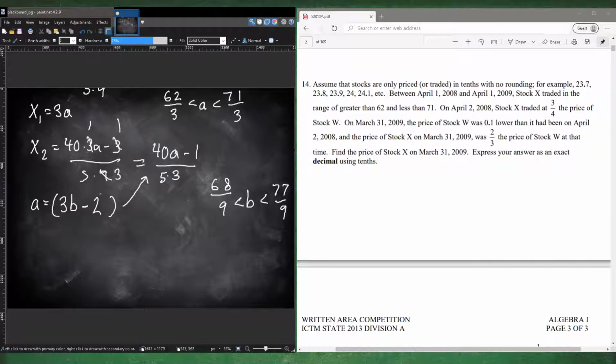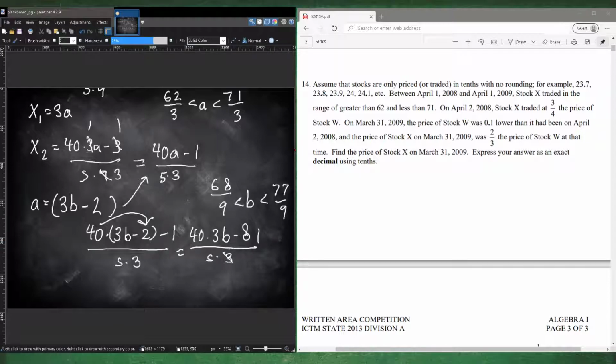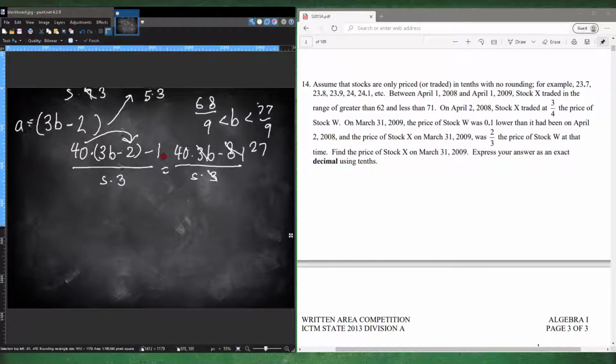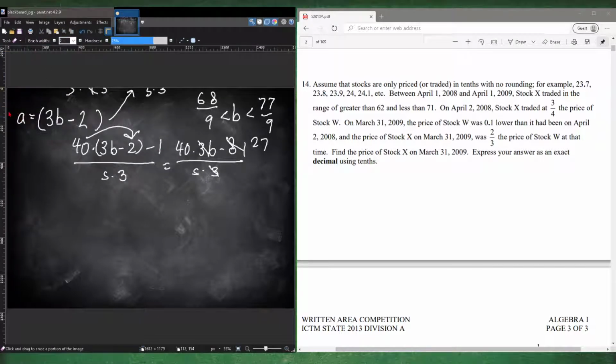So what we have here, we could plug it in. So that's 40 times 3b minus 2, minus 1, over 5 times 3. And that is also simplified as 40 times 3b minus, this is the 8, this makes 80, plus the 1 is minus 81, over 5 times 3. And we cancel out the 3 here, and this one becomes a 27. Okay, so now we basically have what we could solve for. So remember, this is x2. So x2, which is what we're looking for, is 40 times b minus 27 over 5.